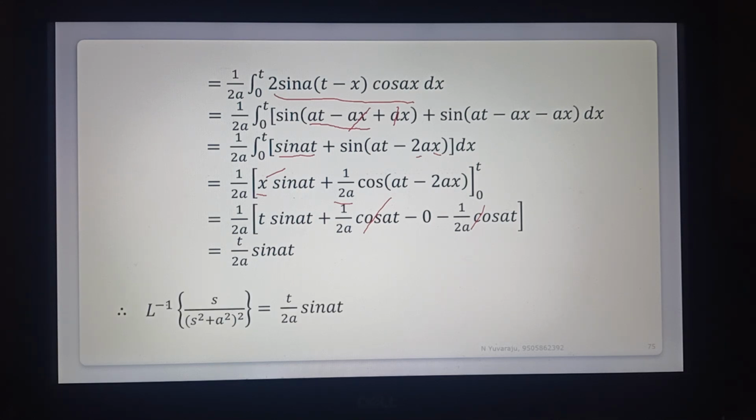Therefore the inverse Laplace transformation of s by (s square plus a square) whole square is equal to t by 2a into sin at. This is the required result.